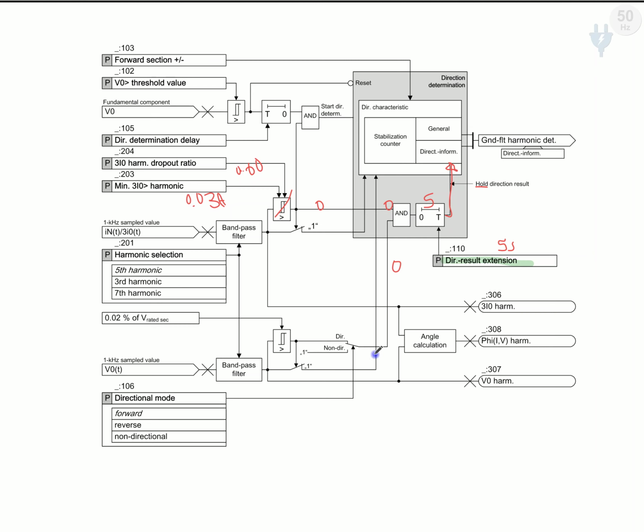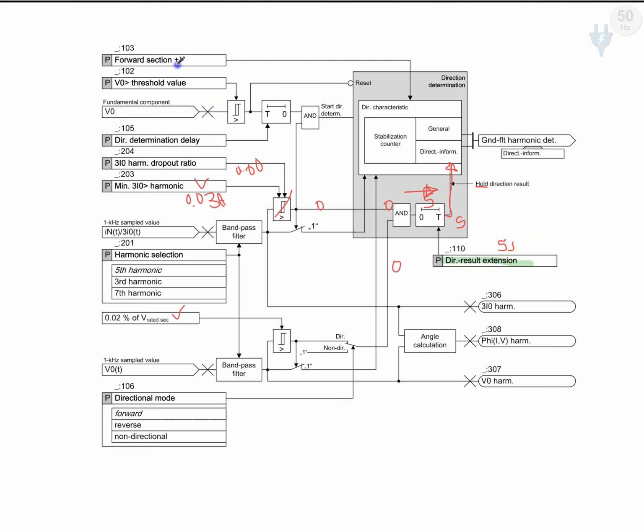But whenever it goes beyond these threshold values, immediately, without waiting for 5 seconds, the new direction will be supplied to the system. It means the new direction will be detected by the system, and the new 5 seconds will be determined and started for this timer block.